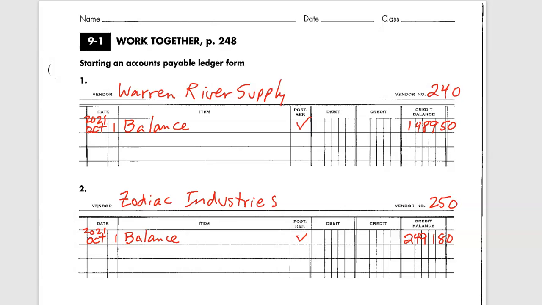So that's a little different than what we've been used to seeing in the past. Okay, so you're ready to do the on your own 9-1, which is still on that same page, and you know where it is in your workbook.